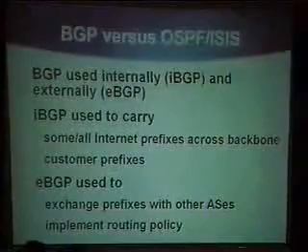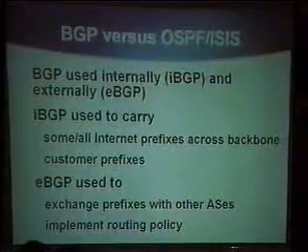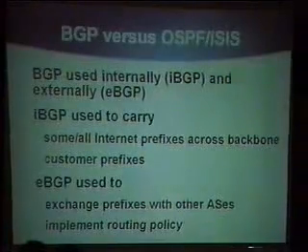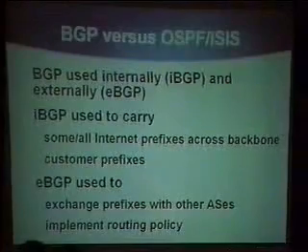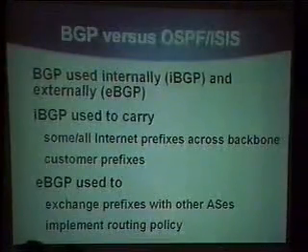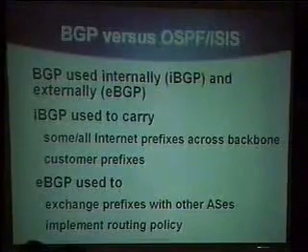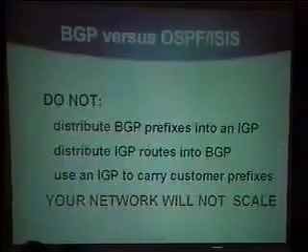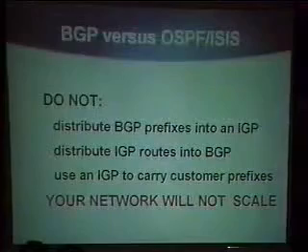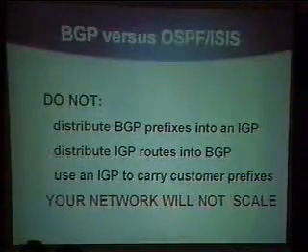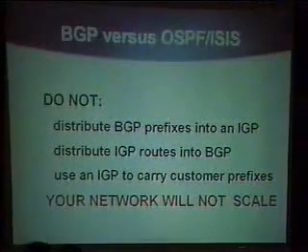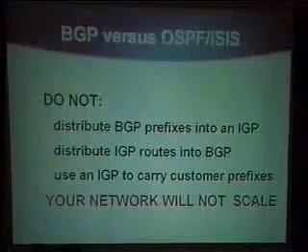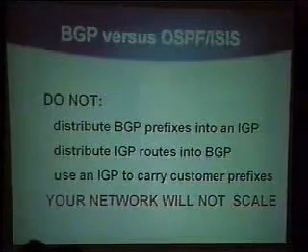BGP is used internally and externally. Use iBGP to carry some or all of the internet prefixes across your backbone and to carry your customer prefixes. Okay, that's current best practice today. eBGP is used to exchange prefixes with other ASs and implement your routing policy. Do not distribute BGP into IGP. It won't fit. 105,000 prefixes when I looked yesterday. That won't fit into IS-IS or OSPF.